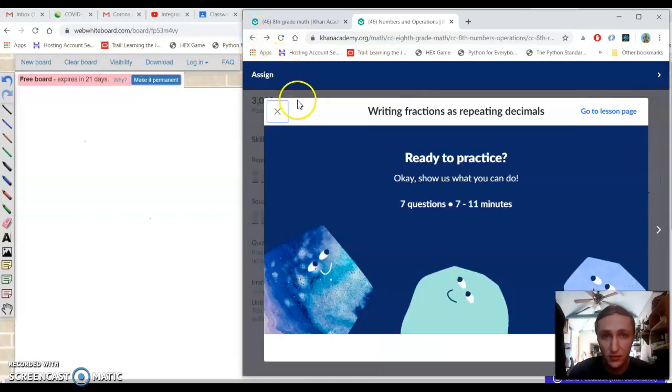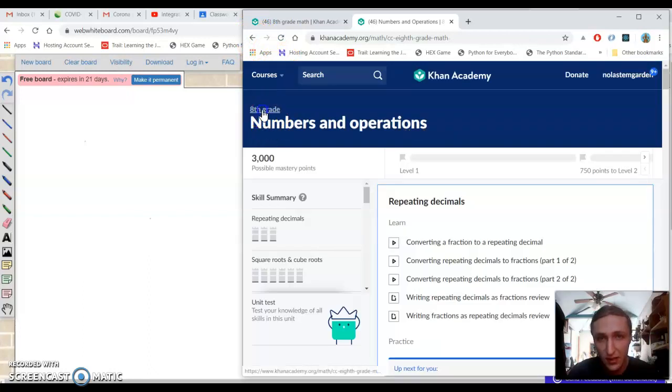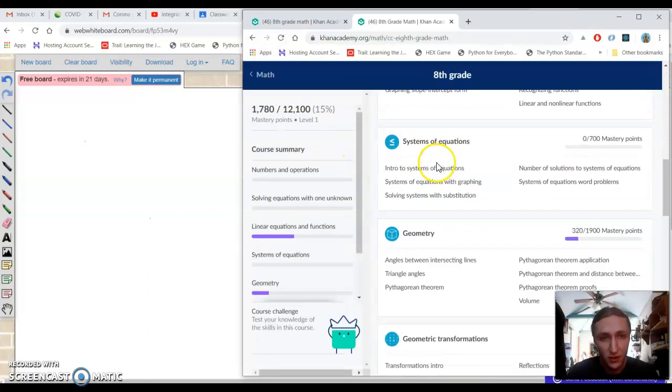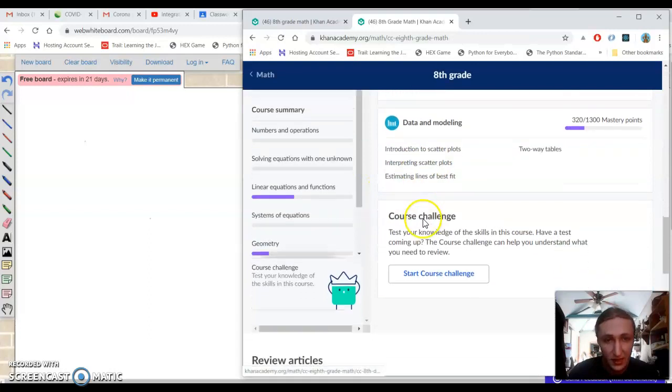If we hop back over to the 8th grade page, oops, why is it doing this? 8th grade, that's where I want to be. And I just scroll all the way down to 8th grade, skipping over. We're going to take a course challenge.